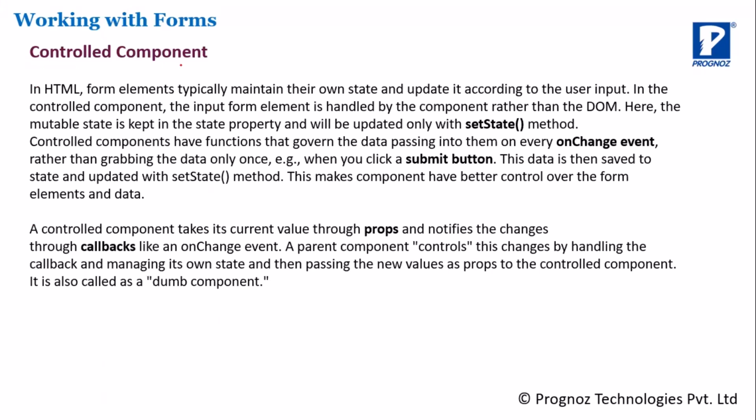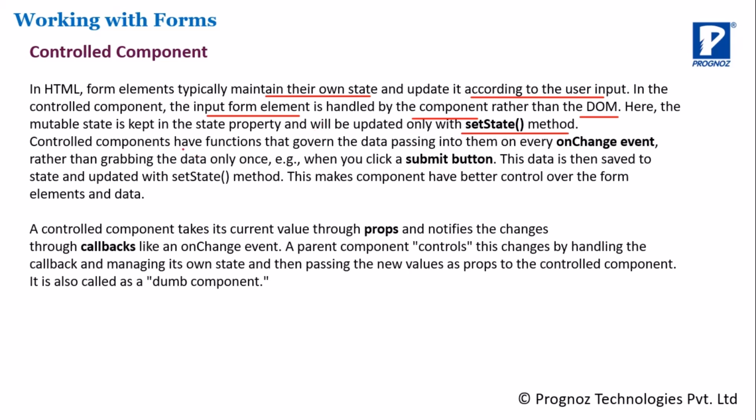Next is the controlled component form. In HTML, form elements typically maintain their own state and update it according to user input. But in the controlled component form, the input form element is handled by the component rather than the DOM. In an uncontrolled component, state data is maintained by the DOM. But in a controlled component, data is maintained through the component, not through the DOM. So a mutable state is kept in the state property, and it will be updated only through the setState method.